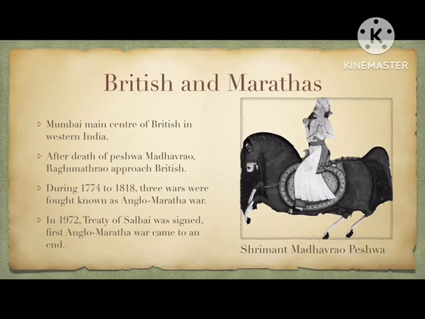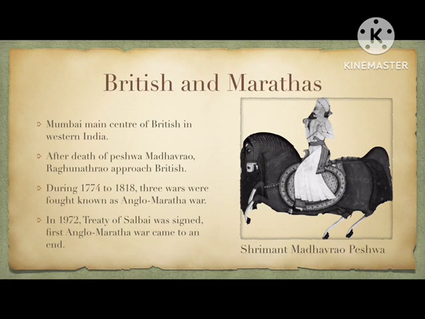British and Marathas. Mumbai was the main center of the British in western India. They were trying to acquire the nearby territories, but the Marathas had a strong hold over them. After the death of Peshwa Madhavrao, his uncle Raghunath Rao approached the British for help due to his greed for Peshwaship. This led to the entrance of the British in Maratha politics.